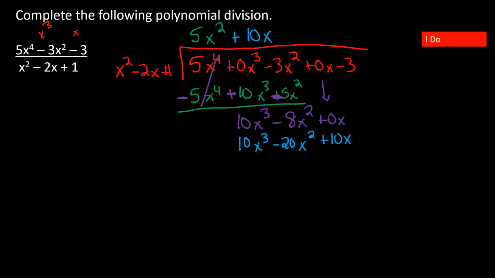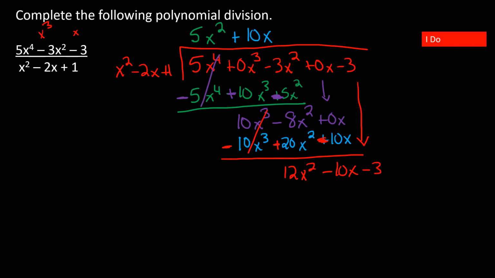And so we have subtraction, so this becomes a minus. This negative 20x squared becomes a plus 20x squared. And this 10x becomes a minus 10x. So 10x cubed minus 10x cubed simplifies out. Negative 8x squared plus 20x squared is a 12x squared. And 0x minus 10x is a minus 10x. We bring down our last term.